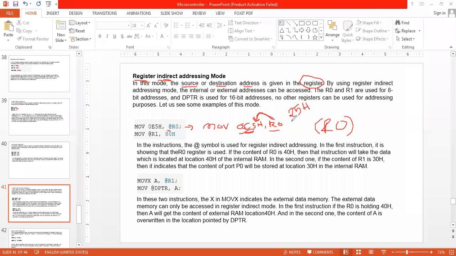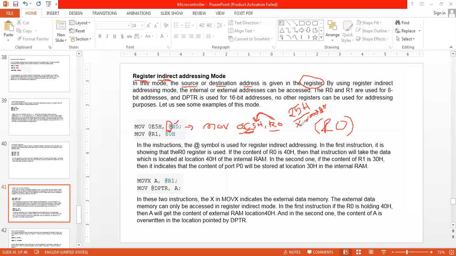Now what will happen? Because I have written one extra symbol here, the at the rate. Now whatever the data present in R0 is not considered as data. It is considered as an address. That is the only difference. Indirect. So that will be considered as an address, not the data.